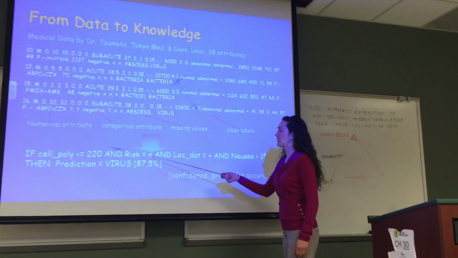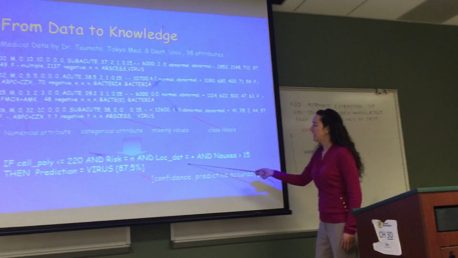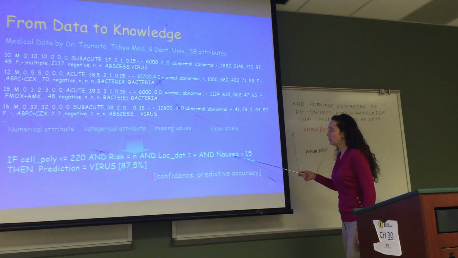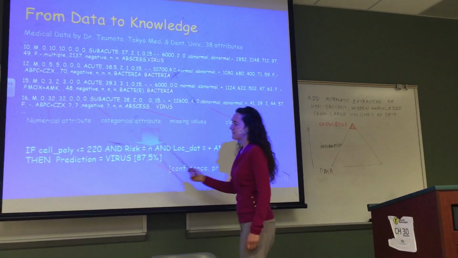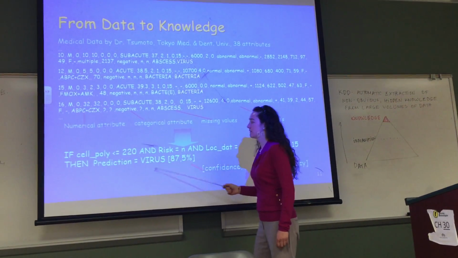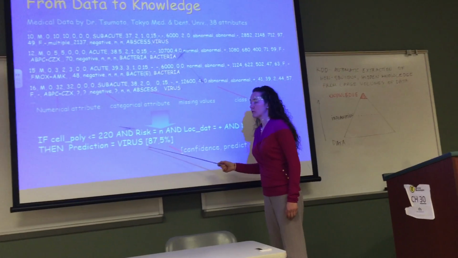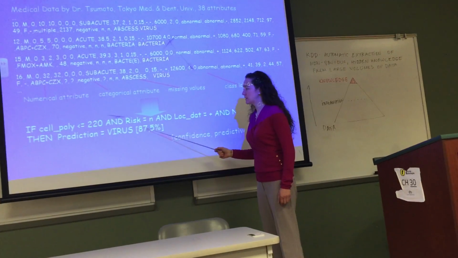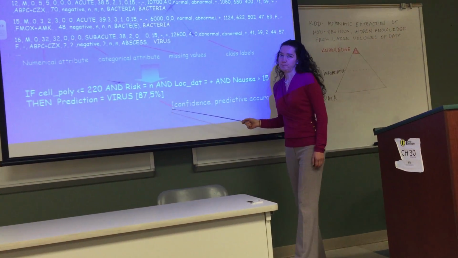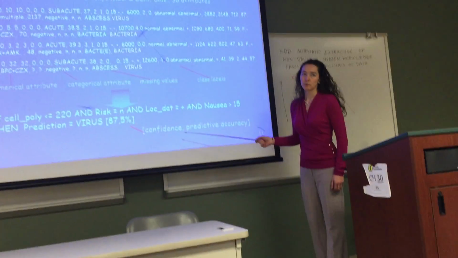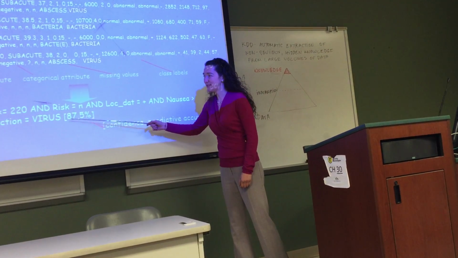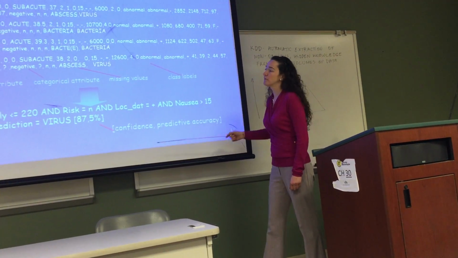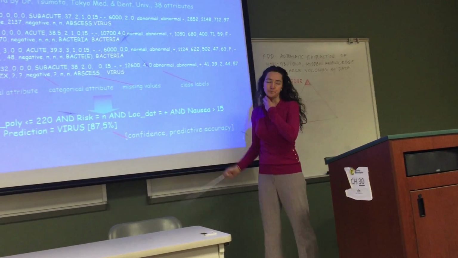120 and the risk is equal to n, and nausea is bigger than 15 and so on and so forth, then this patient has a virus. And this happened 87% of the time. So we are about 87% sure that if this is the case, the patient will have a virus.